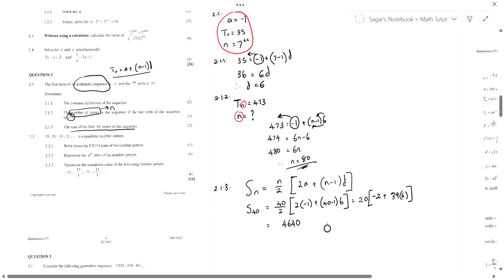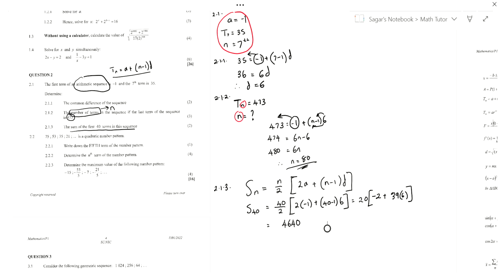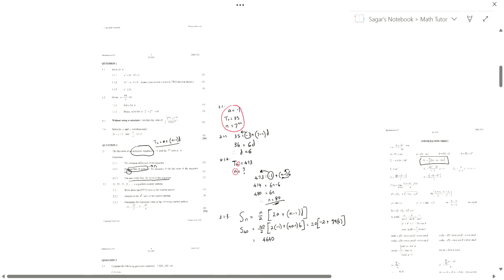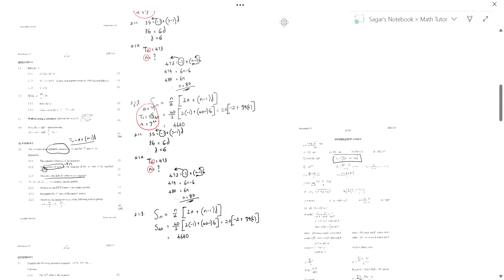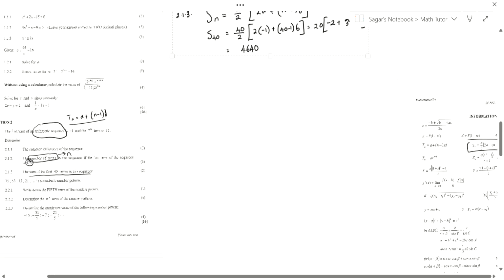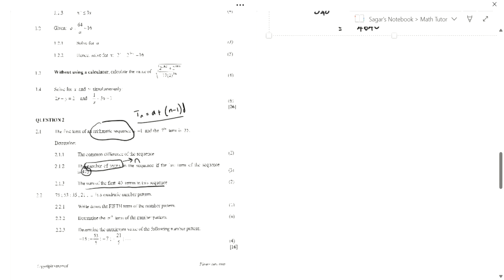Let's move on to question 2.2. Sorry, this is about 7 marks. They are quite stingy here. I'm going to move this out of the way. I think this is going to need a lot of space. Let's see why.